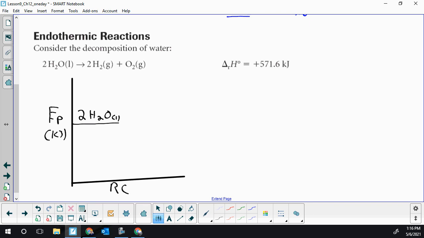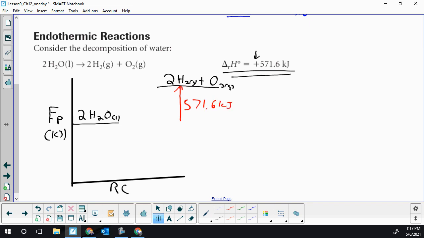We are ending up higher because our enthalpy change is positive. There's an increase in enthalpy for our products, 2H2 gas plus O2 gas. And I'll draw in that enthalpy change right away, starting at reactants up to products, and that is 571.6 kilojoules up.